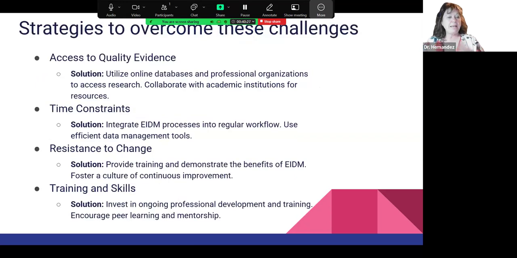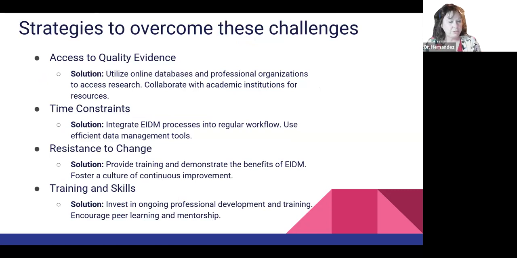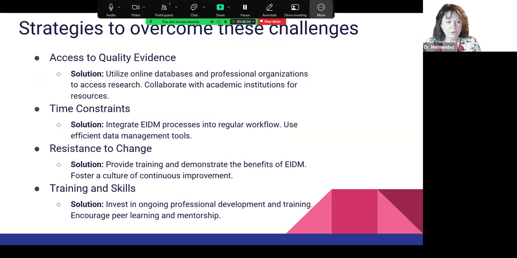So the last thing we're going to talk about is the strategies on how to overcome those challenges. So, access to quality evidence: utilize those online databases, professional organizations, access research, collaborate with academic institutions for resources. You could partner with a local university to gain access to the research databases, for example. You could have a really nice instructor who would be happy to look things up for you.